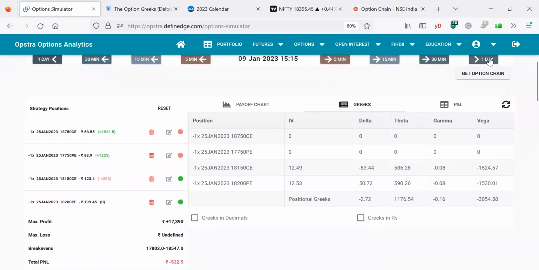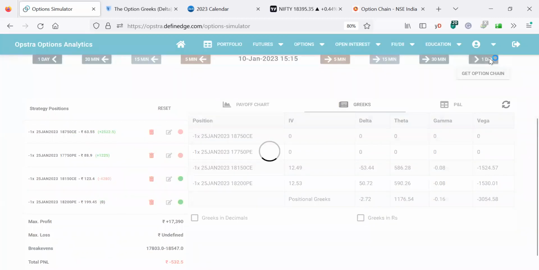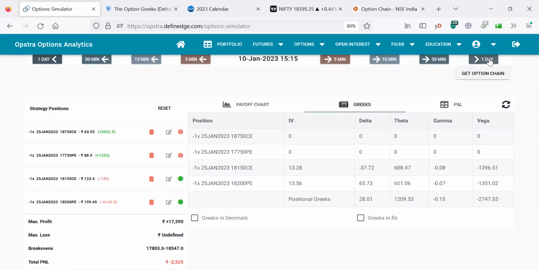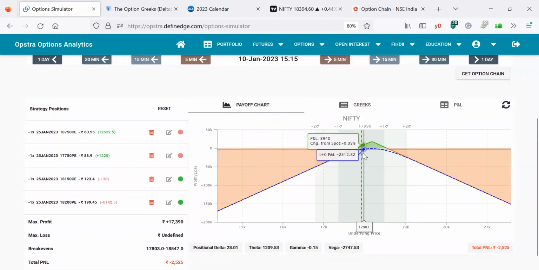Now we'll go one more day ahead, because whatever adjustments we are doing are at 3:15 only. Now again the problem is there, it is giving a loss of 2,500. It is almost 8 days after we created the strategy. Again the problem is that 28 is the positive delta. Now we'll see where I'm getting profit or loss. Both legs are in loss. So I will check the payoff chart. It is going a little down.